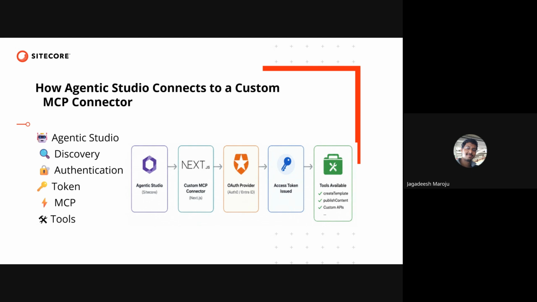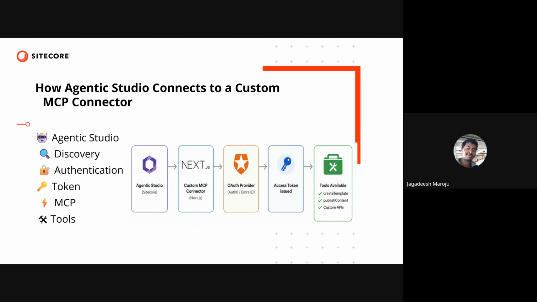Basically, what happens is it checks whether your MCP endpoint is secured. It's not open. If you have the URL of an MCP endpoint, you cannot directly integrate it with your Agentic Studio. It needs to be protected. Once the secure flow is established, the connector is considered trusted, and Agentic Studio can now securely invoke the MCP endpoint.